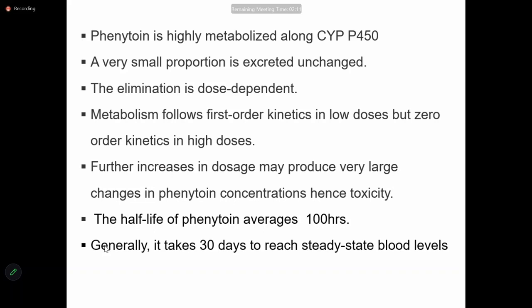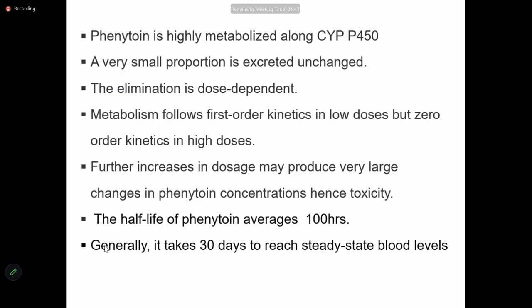So the half-life can average around 100 hours. In neonates, it can even go further to 150. So the kinetics of this drug requires up to 30 days to reach steady state. Usually the half-life of a drug can determine the steady state. If you multiply the half-life of a drug by 5, then you reach the steady state.